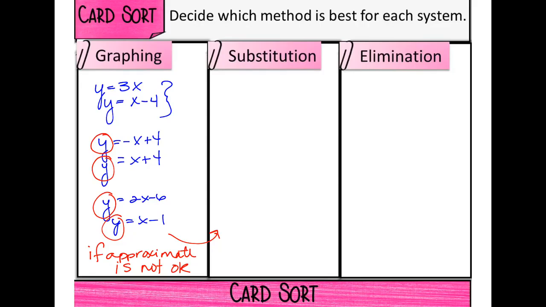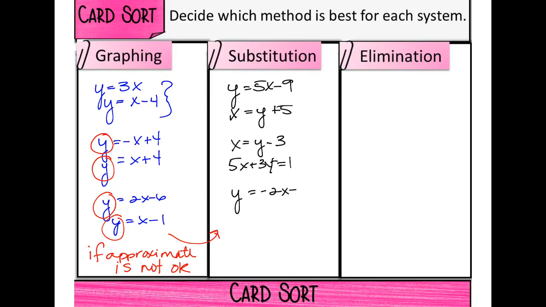And let's look at a few more examples for substitution. So what if we had one that was in slope-intercept form, and then the other one was solved for x? That would be a great one to use for substitution. Graphing isn't always the easiest way to go, so the substitution method would be a lot more efficient in this case. Another example would be x equals y minus 3 and 5x plus 3y equals 1. Or y equals negative 2x minus 9 and 6x minus 5y equals negative 19. These are all great systems to use the substitution method with.